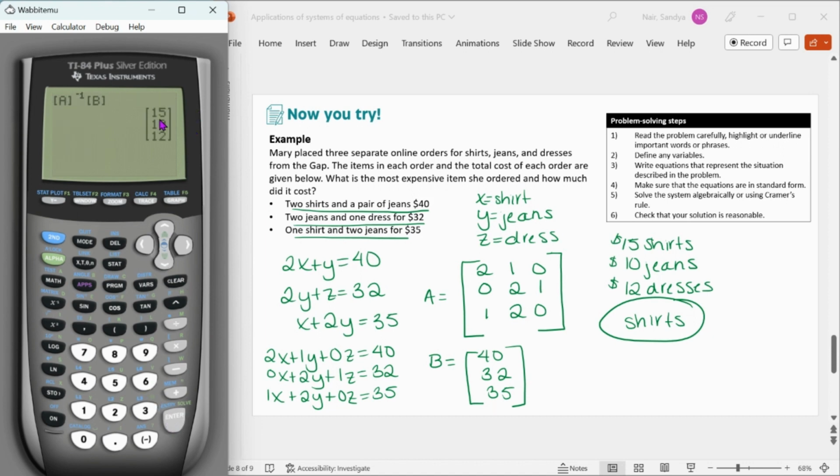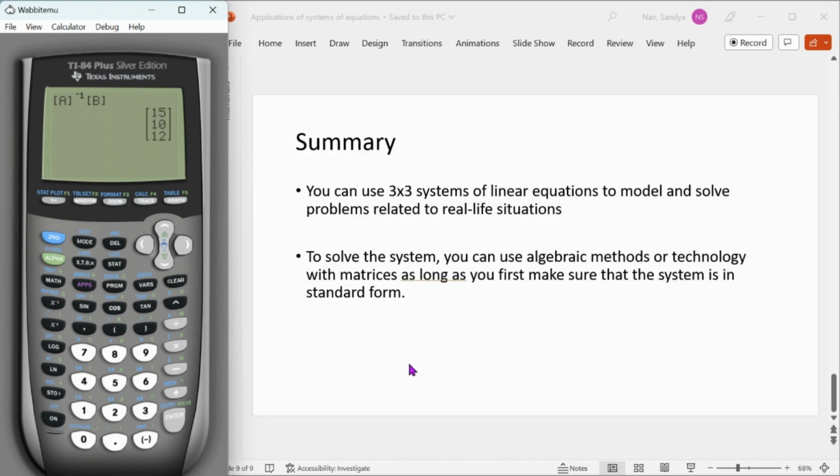Okay. So remember the solutions here, what we're looking for are the prices of each of these items. So $15 for shirts, $10 for jeans, and $12 for dresses. So here it's asking us what's the most expensive item. So out of all of these, the shirts are the most expensive item. So you can use 3 by 3 systems of linear equations to model and solve problems related to real life situations. To solve the system, you can use algebraic methods or technology with matrices as long as you first make sure that the system is in standard form.